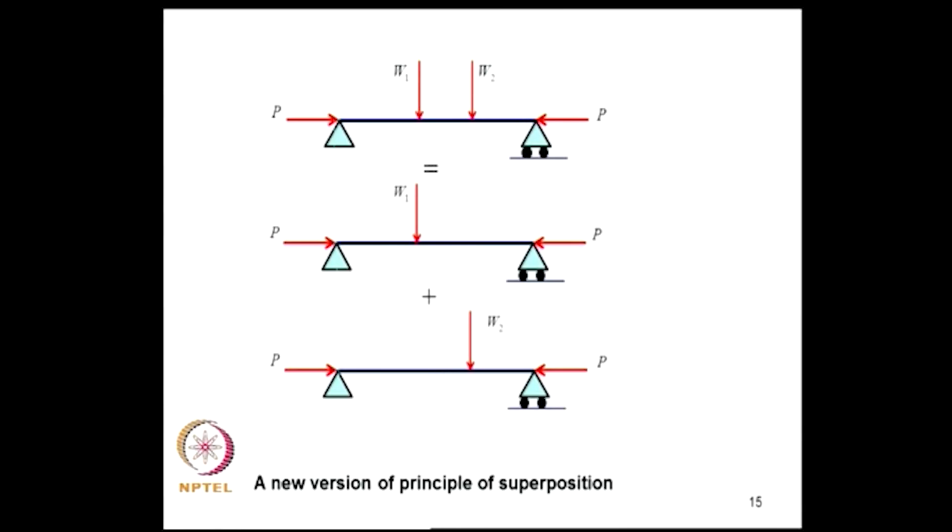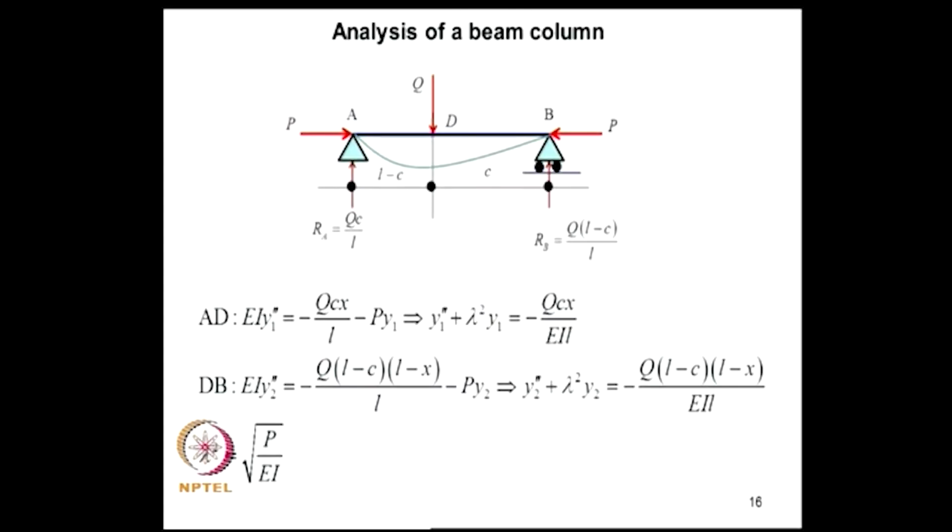But what remains applicable is a modified version of the principle of superposition, which is as follows. So we have W1 and W2, we first apply W1 and retain this load P, then we apply W2 retaining load P. Now if y is the solution here, y1 is the solution here and y2 is the solution here, we can show that y is equal to y1 plus y2. Slightly later in this lecture we will come to that stage. So a new version of the principle of superposition emerges that needs to be taken into account.